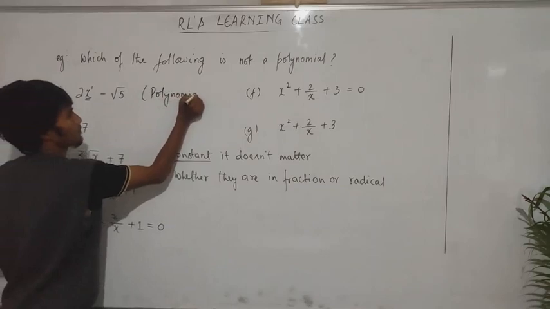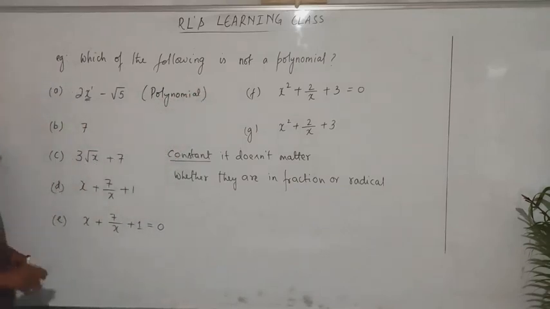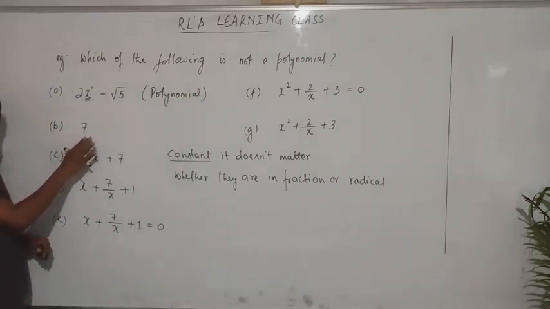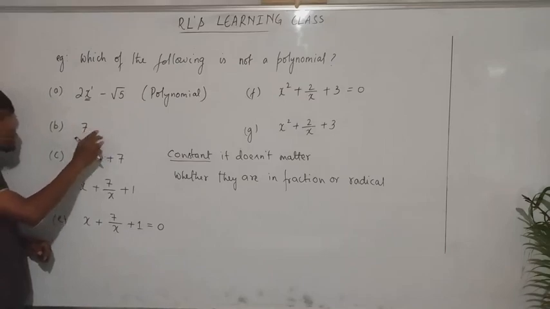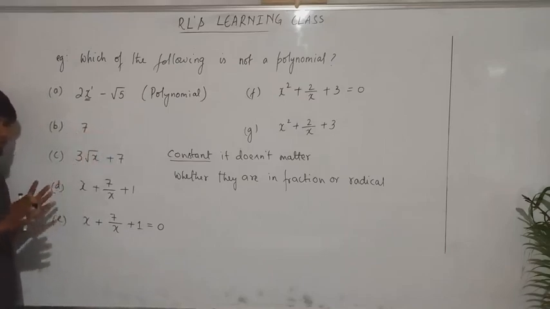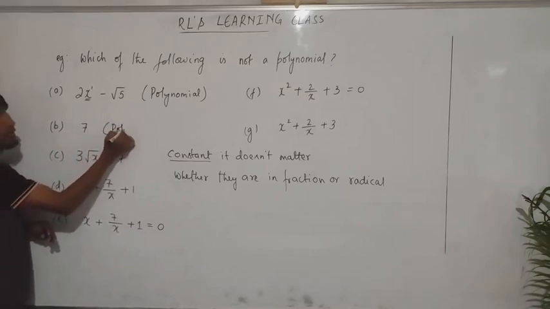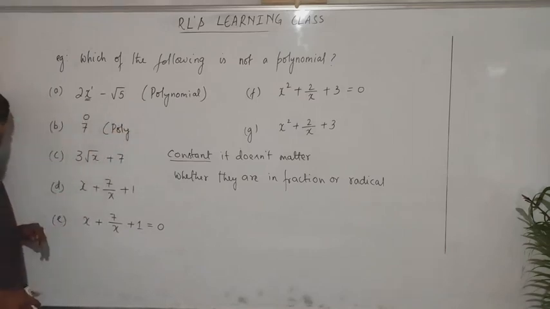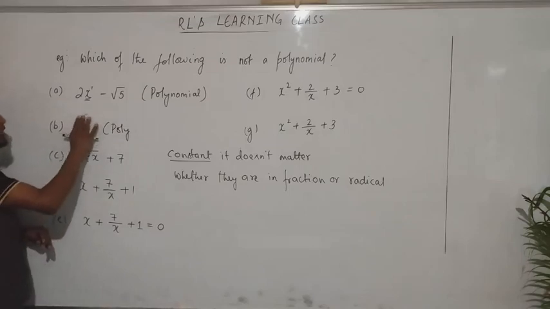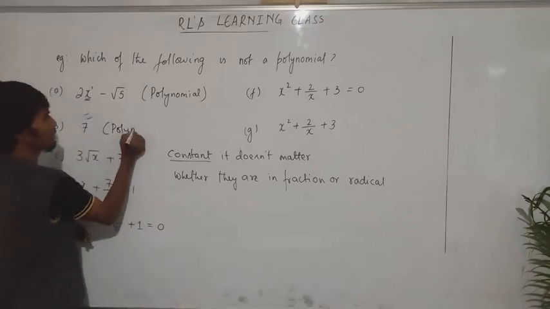Polynomial. Okay, example, this one. Here is there any x? Is there any variable? Here there is no variable. But whether it is a variable or not, this will still be a polynomial. Even if you just got 0 here, that is still a polynomial. Then 7 also will be a polynomial.